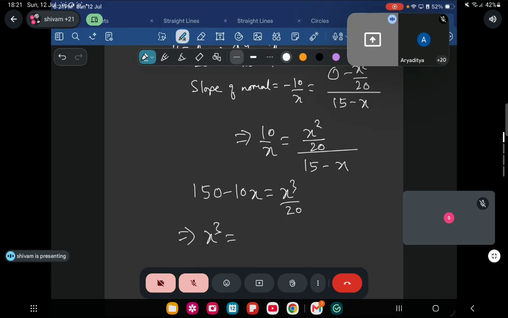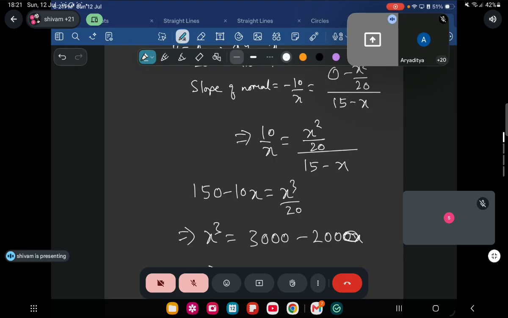This will be equal to 200x minus 3000, right? Tell me, 200x minus 3000. A cubic. Okay, I got somewhere in cubic. I got t cube plus 2t plus 3. Oh, wait. x cube is equal to 3000 minus 2000x, right? From here it is clearly seen that x equal to 10.